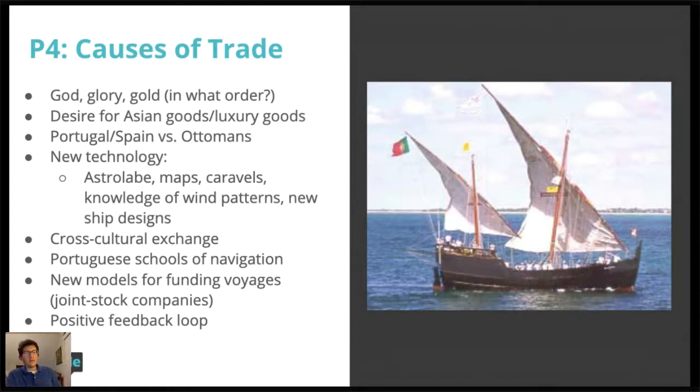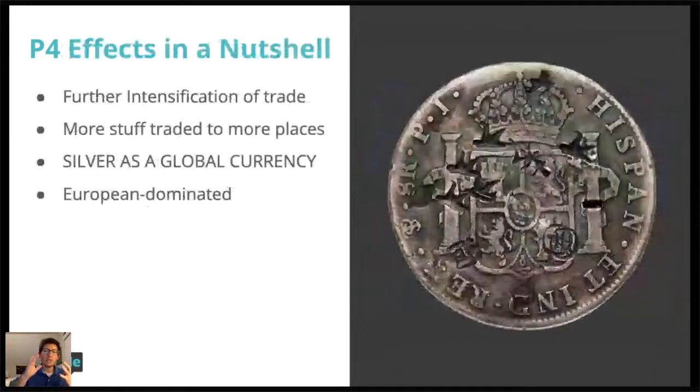So then what are the effects? Well, in a nutshell, period 4 sees an even further intensification of trade, more stuff traded to more places on a global scale. Silver, especially silver mined in the Americas at places like Potosi in South America or in the mines of Mexico, becomes a global currency, a currency that is accepted in Japan, the Philippines, China, India, East Africa, the Middle East, Europe, and of course the Americas. You see here pictured the peso de ocho, right?